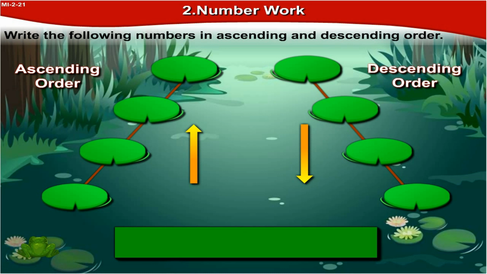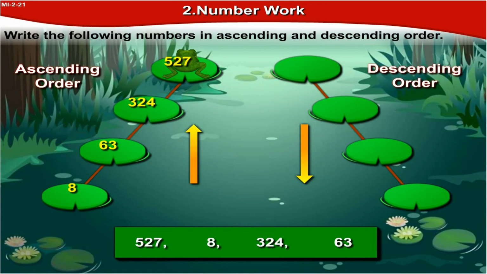Now the next set of numbers are 527, 8, 324, 63. Smallest is 8 and the biggest is 527. In 324 and 63, 63 is smaller. So the ascending order would be 8, 63, 324, 527. While the descending order would begin with 527 and end with 8. So it would be 527, 324, 63, 8.